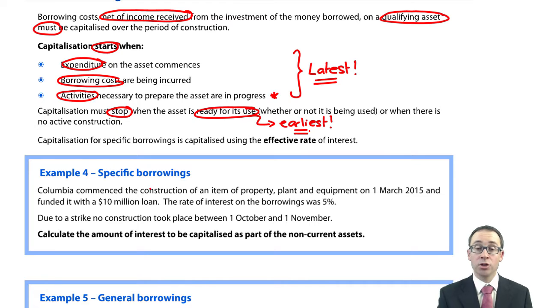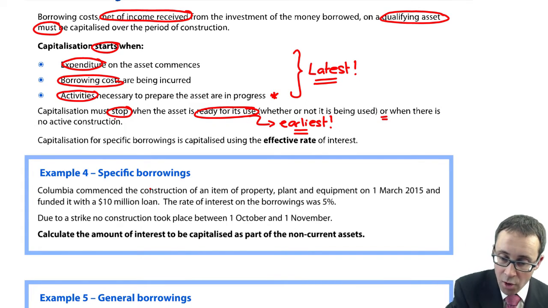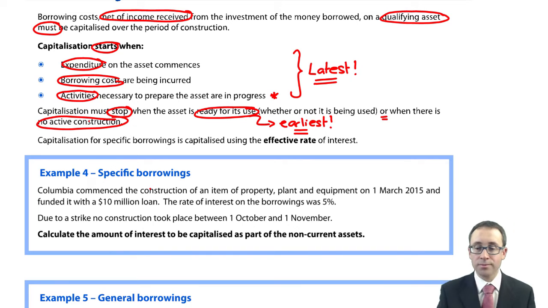Just note there is an exception if there is no active construction. Usually we're talking there about maybe a strike or maybe very bad weather that was unexpected. Then there will be no activities taking place, and therefore we don't meet the criteria for capitalization. So you would go back to expensing the interest.